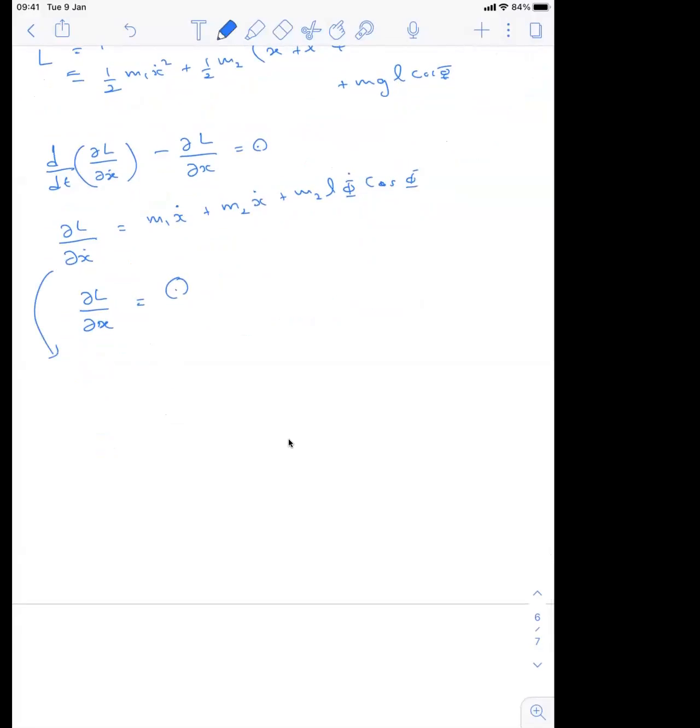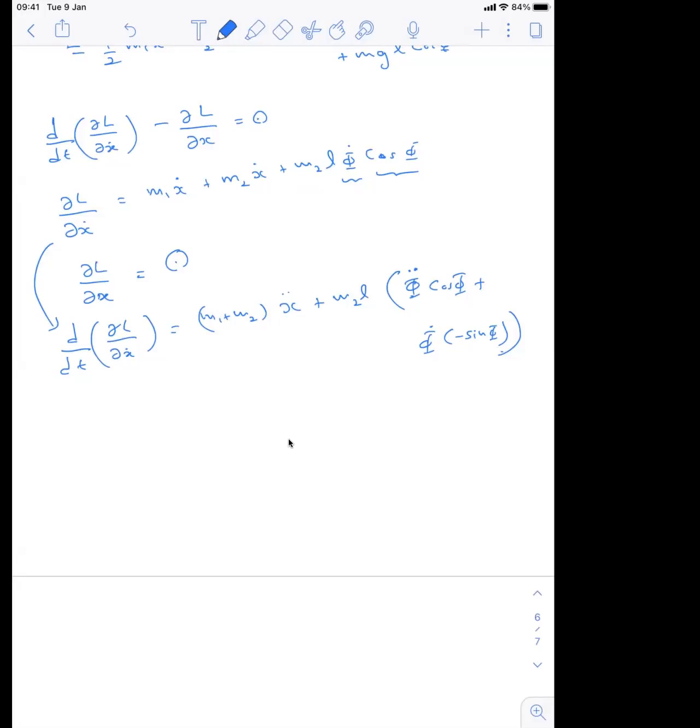Now you need to take the time derivative of dL by d x dot. So that will be m1 plus m2 times x double dot plus, now this one you have to be careful when you take the time derivative because m2 L is constant, but there are two terms here, phi dot and cosine phi. Both should be differentiated with respect to time, right? Which means you have to use the multiplication law in differentiation for this one. First you differentiate phi dot, which will be phi double dot and cosine of phi, and then plus you keep phi dot and differentiate cosine phi, which will give you sine of phi. So this will be the final answer.